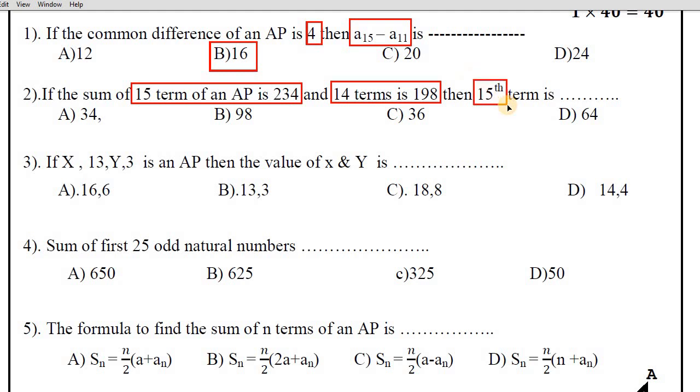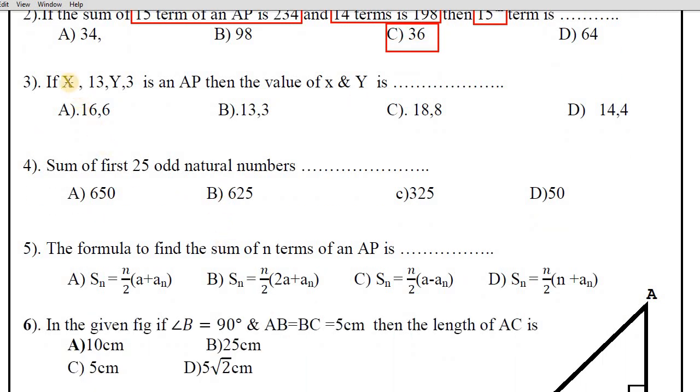So carefully observe. First they have given 15 terms sum only, that is 234. And here they are asking 15th term only. So in that case we want to use the formula Sn minus Sn minus 1 is equal to An. It means 15 terms sum is 234 minus 14 terms sum is 198. So 234 subtract 198 gives the answer 36. So option C is correct.